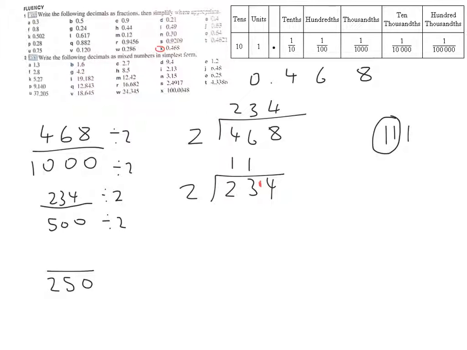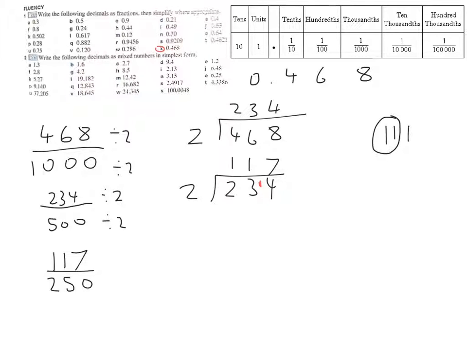Okay, so now this number 4 turns into 14. So 14 divided by 2 is 7. Okay, so now we have 117 over 250, and you can't simplify that anymore. So your final answer should be 117 over 250.